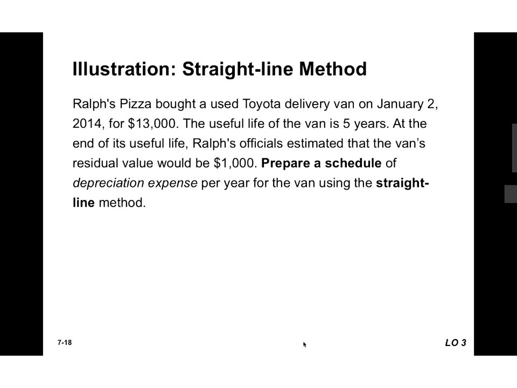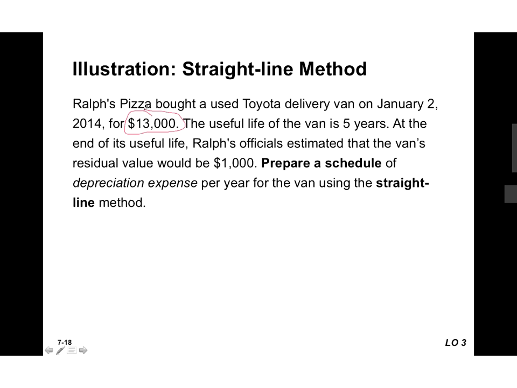Okay, so we have the set of facts. We're using the straight line method, and we bought a used delivery van on January 2nd, 2014. January 2nd is important because it tells us it was at the beginning of the year. January 1st, 2nd, 3rd, 4th, that's all the beginning of the year. Later today, near the end, we're going to be talking about what to do if you buy something July 1 or October 1st or something like that.